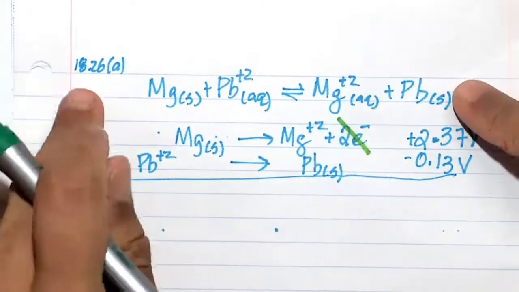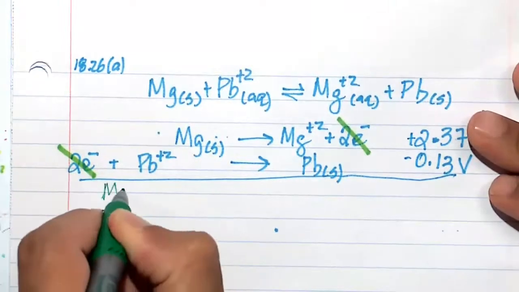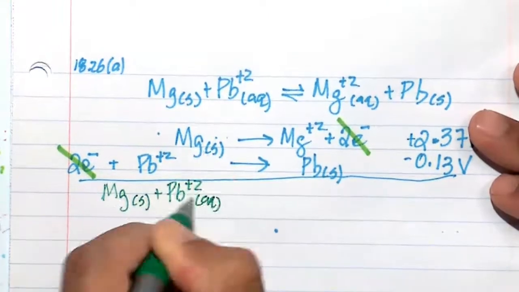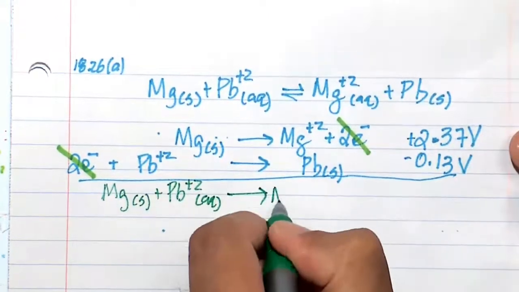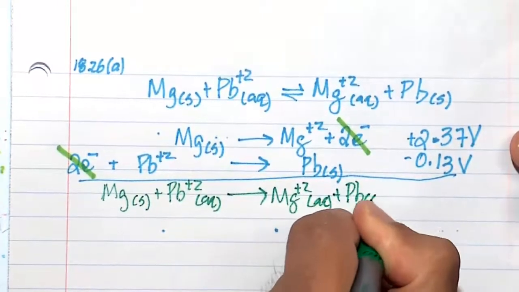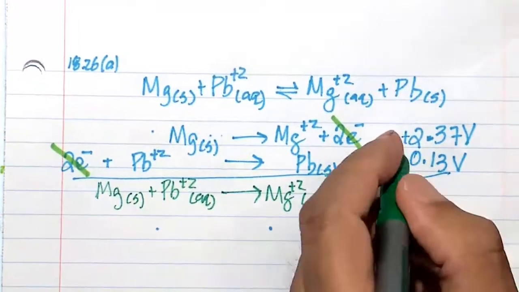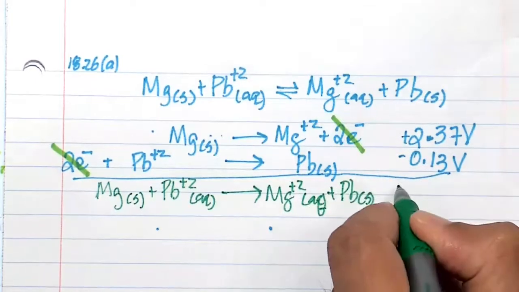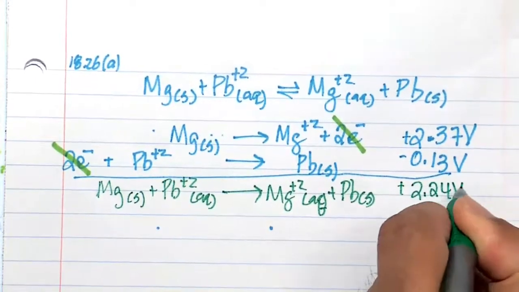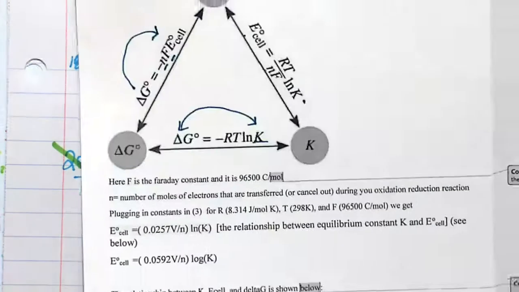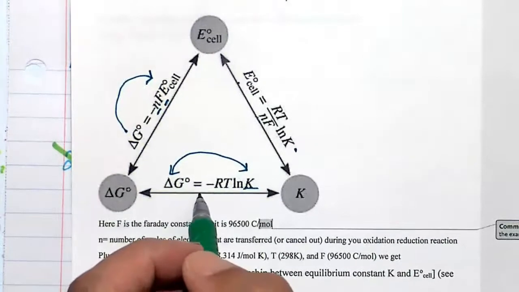And our final equation is just the same as above. It's going to be magnesium solid plus lead plus 2 aqueous, going to magnesium plus 2 aqueous plus lead solid. What's important is our final value for the battery, 2.37 minus 0.13 volts, which is positive 2.24 volts. With that being said, we can use some of our equations here in this little triangle to try to get delta G as well as equilibrium constant K.